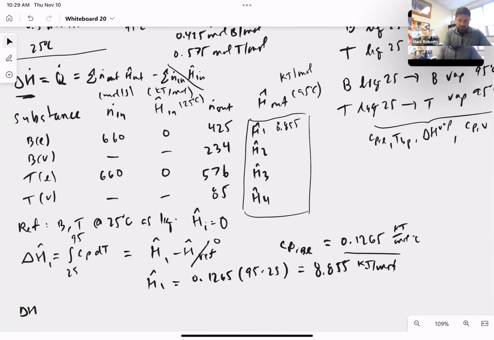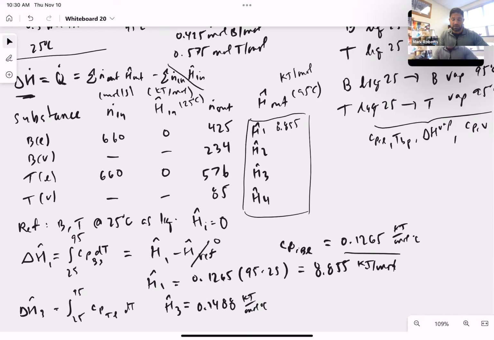I can do delta H3 similarly. This is going to be the integral from 25 to 95 of Cp of toluene as a liquid dT. And same as before, the H reference equals 0. So for H3, I need to find the value for the heat capacity of toluene as a liquid from table B2. If I look that up, it's 0.1488 kilojoules per mole degree C, or per K, same unit designation.